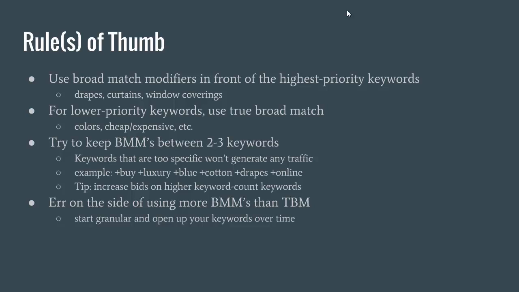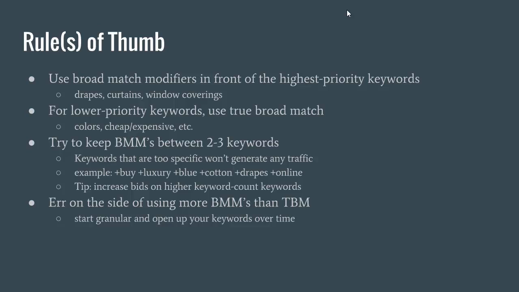All right, second one here says for lower priority keywords, use true broad match. So things like colors or cheap or expensive, or maybe a word like buy window coverings. You wouldn't really care if someone had a keyword that said purple drapes sale or buy purple drapes online, or anything like that.